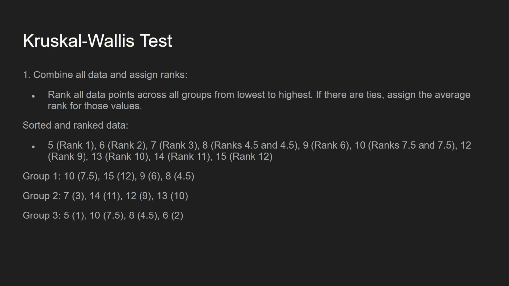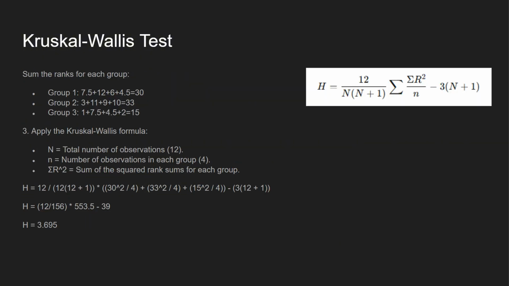All right, so combine all the data and assign the ranks. We're going to go through that lowest to highest. If there's any ties, you do the average. So these are the ranks over here, 1 through 12. Then we have each of these ranks for groups 1 through 3. So you can see 10, 7, 5, 15, 12, 9, 6, 8, 4.5, etc. Then we have to sum the ranks for each of these groups. So you can see group 1 is 30, group 2 is 33, group 3 is 15.